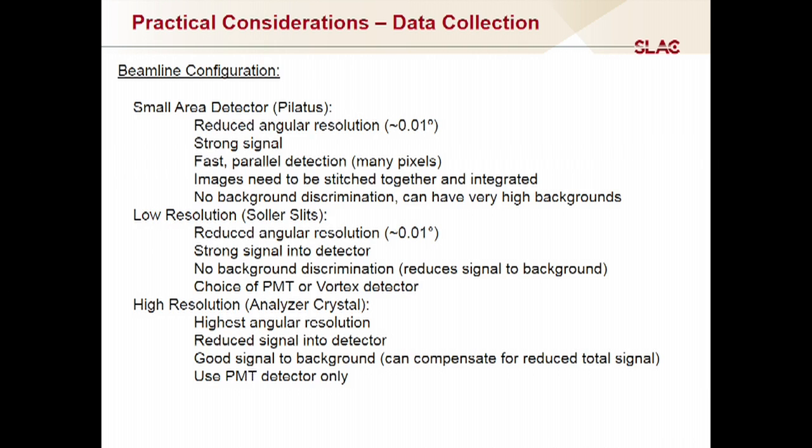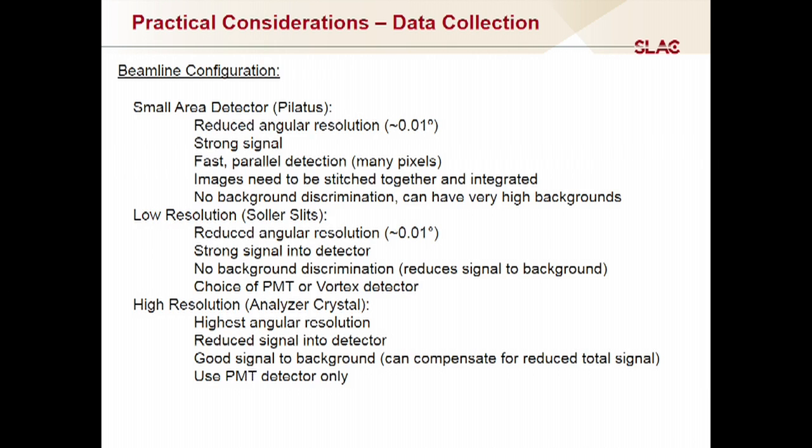And again, you really don't have a great way of discriminating the background, although you can use an energy discriminating detector to get rid of fluorescence. So you can have a detector that actually tells you what energy the detected X-rays are at, and so you can discriminate between the elastic and the fluorescence, which will have different energies. That would be the Vortex detector that you can put behind this, or you can use a photomultiplier tube.